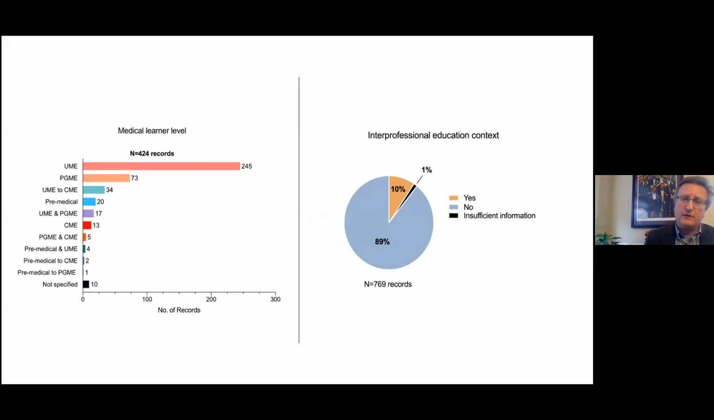We looked for articles with multiple medical learners, so we did not restrict. So anywhere from pre-medical up to postgraduate was included. The number of records is dominated by undergraduate medical education. And we were also looking for interprofessional offerings. And as you can see from the pie chart on the right, the vast majority of records were medical only. So not that much interprofessional in this literature.